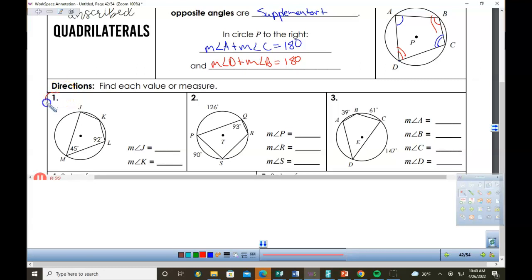So let's take a look at number 1. So J is across from L. So J plus L equal 180. But L is 92 degrees. So if I subtract 92 degrees from 180, I'll get the measure of angle J. So 180 minus 92 is 88. So J is 88 degrees.